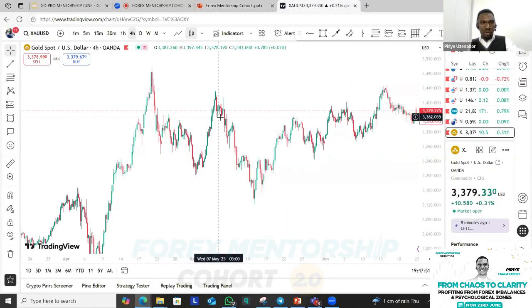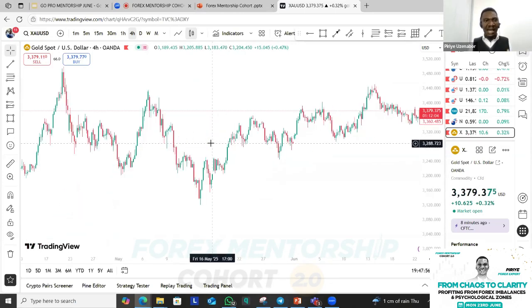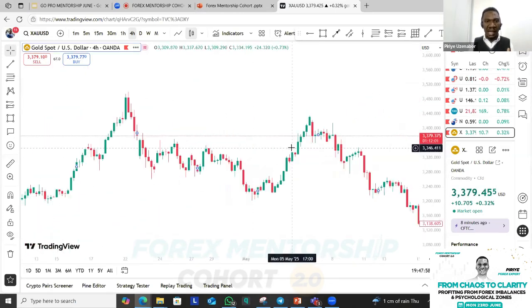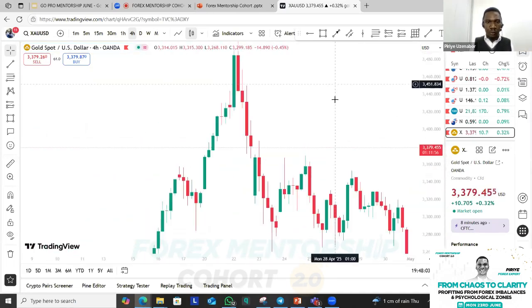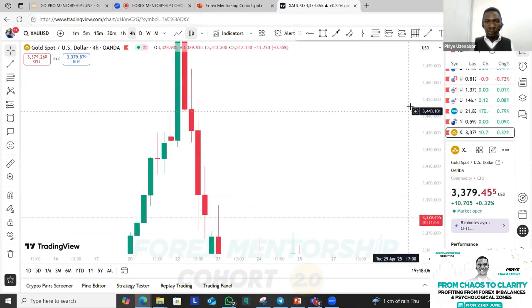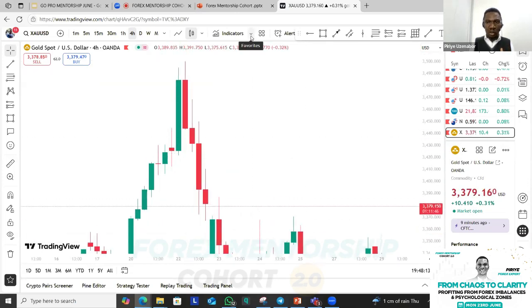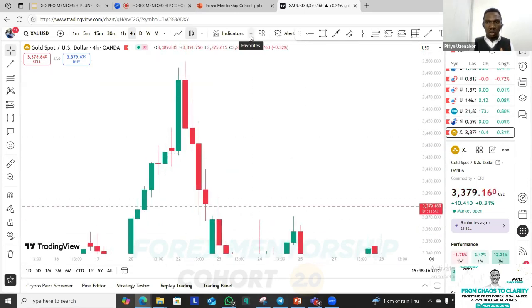This is gold on a 4-hour time frame. Can we spot some imbalances? I can see one quickly here. How do you spot an imbalance? Let me expand it for you. There's an indicator that I like to use. If you apply that indicator on your chart, it is going to automatically give you the imbalance.